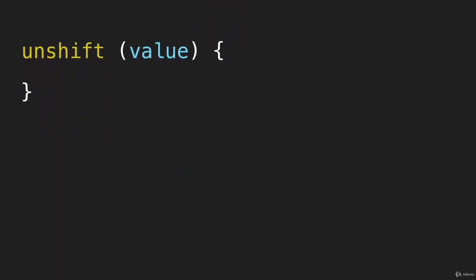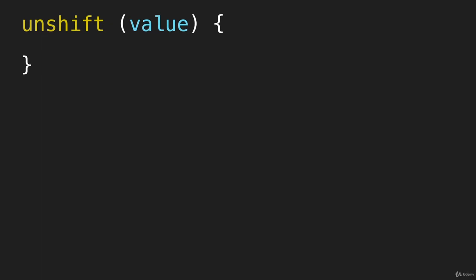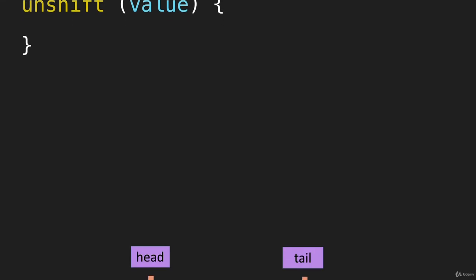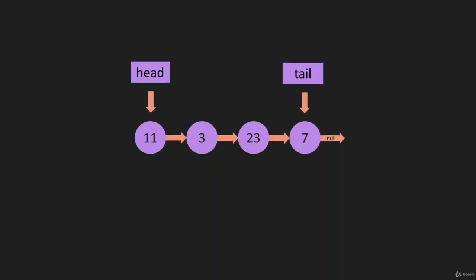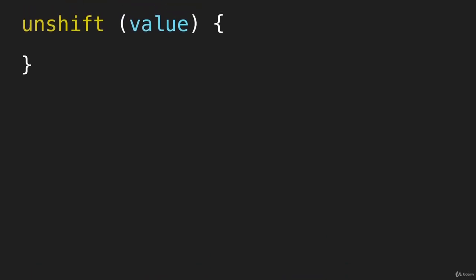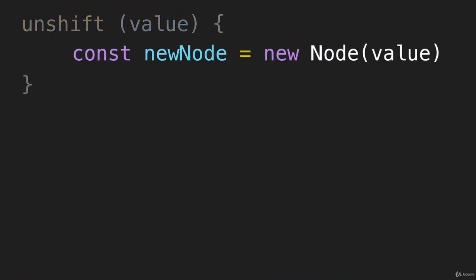So we're going to start it out like this. It's unshift. We're going to pass it a value. And the first step with unshift is that we need to create that node. So let's do this, and that'll create that new node that we're going to use.